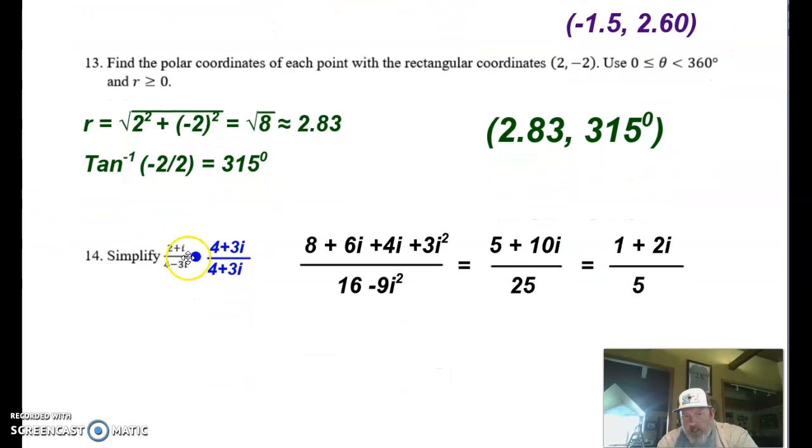And then the last one, we just have a conjugate. Got to simplify this. So we multiply top and bottom by 4 plus 3i. So FOIL the top, FOIL the bottom. Remember, i squared is negative 1, so this is minus 3. This is plus 9, so we simplify here and reduce.